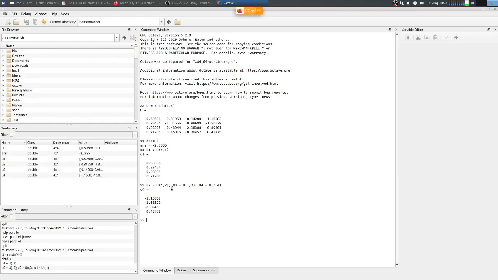So u2 and u3, the output is suppressed, and u4, it is again displayed. So now we have these four columns, four vectors, u1, u2, u3 and u4, which are linearly independent, and we need to convert this into an orthonormal basis, right? And they are not orthonormal.